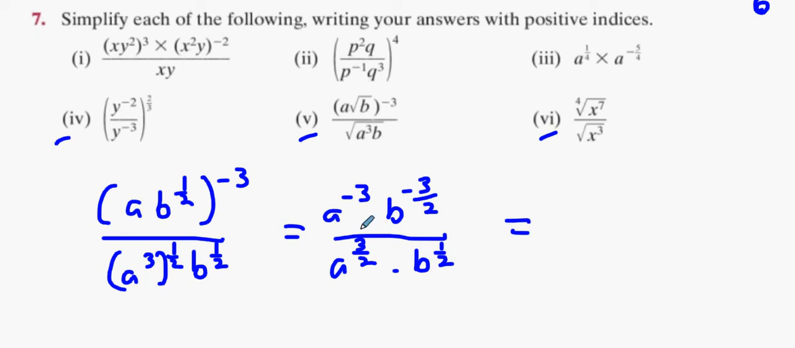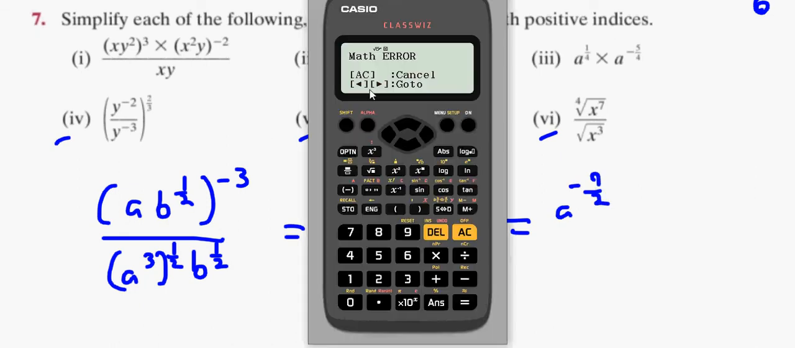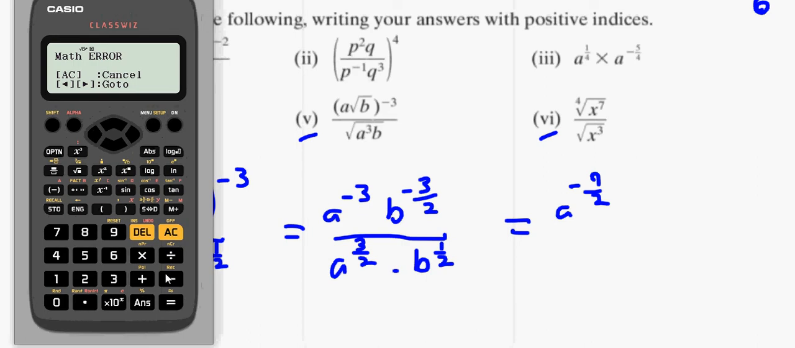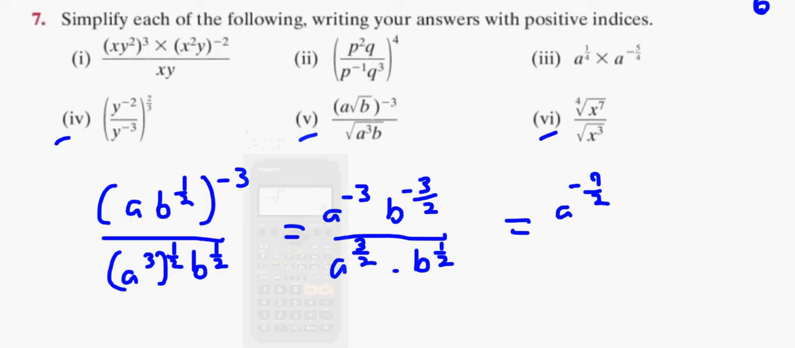Minus 3 minus 1.5, which is minus 4.5, which is minus. For those of you that aren't the best at fractions, just take out your calculator and do minus 3 minus 3 over 2. Don't worry your head about it. Okay? Next one. What's b to the power of 3 over 2 minus b to the power of a half?